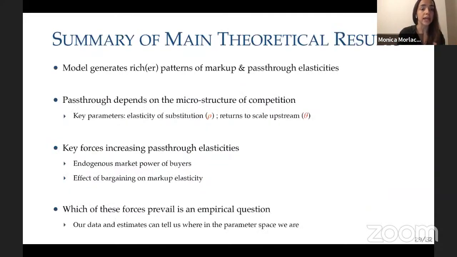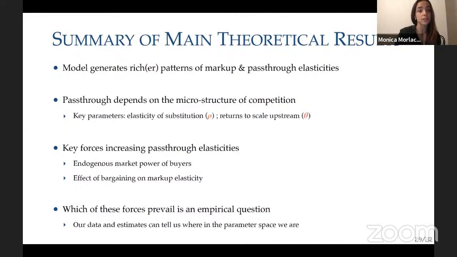So all this to say that our model can generate rich patterns of markups and pass-through elasticities than in standard theoretical frameworks. And the pass-through will depend on the microstructure of competition, the key parameters being the elasticity of substitution and the return to scale upstream, as it emerged from your questions. Key forces generating interesting patterns of pass-through elasticities are the fact that the market power of buyers and sellers is endogenous, and therefore it changes with the shock itself, and also that the bargaining power has an effect on the markup elasticities.